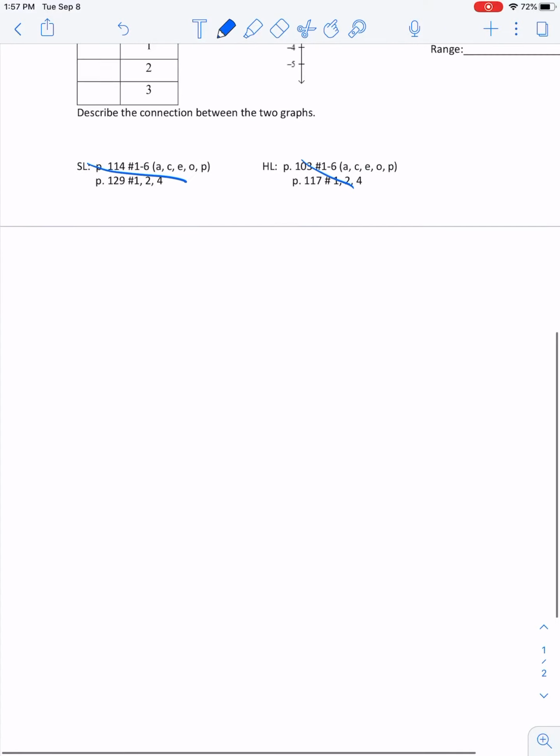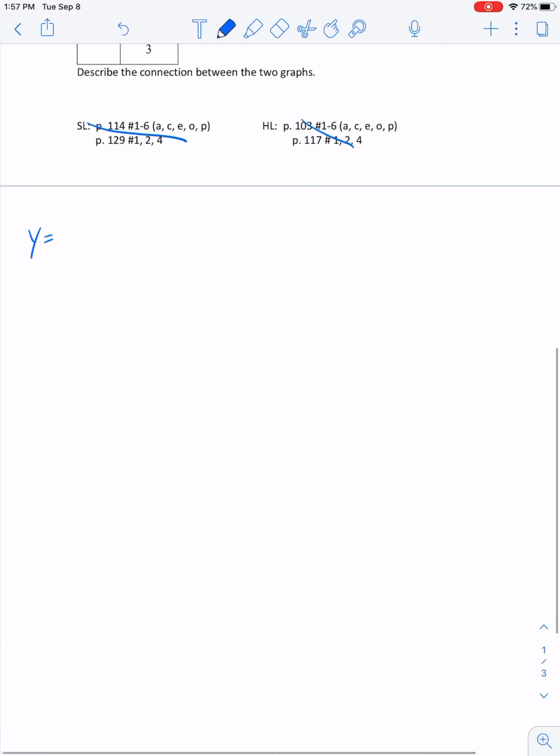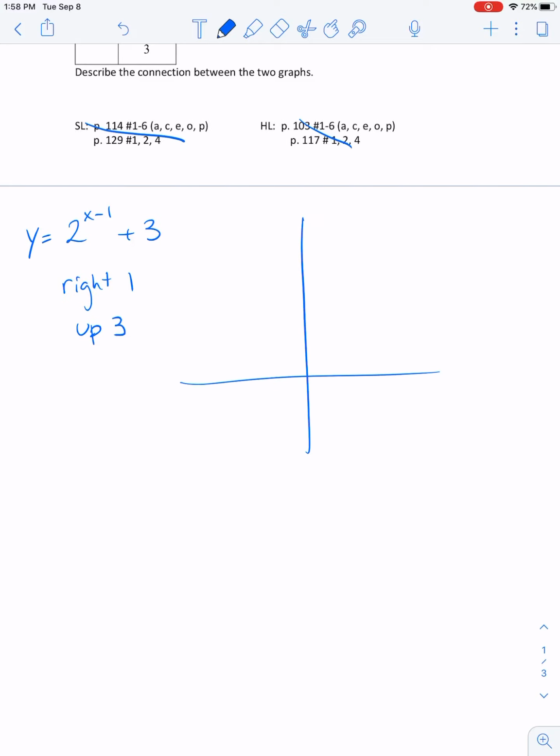So let me come down here for just a second. If I took this and I said y is equal to 2 to the x minus 1 plus 3, what this would do is it would shift my graph to the right 1 and up 3. So instead of that pivot point, initially it was at (0, 1), I'm going to move it to the right 1 and up 1, 2, 3. So this is that new pivot point. And then my asymptote, which I haven't talked about yet, is going to move up 3. So it's going to do something like this.